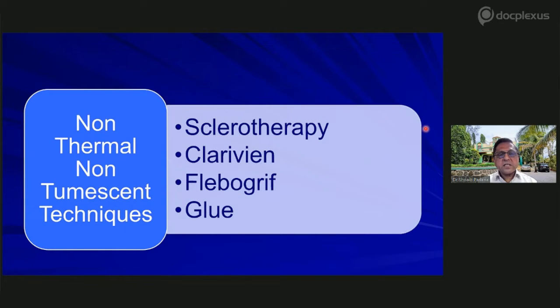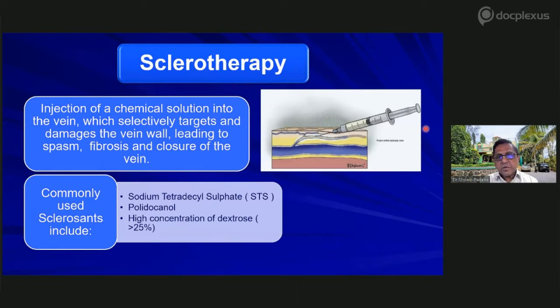So let's first discuss the non-thermal techniques. That means the techniques which don't use heat. The first technique is sclerotherapy. What is sclerotherapy? Sclerotherapy is injection of a chemical solution into the vein, which selectively targets and damages the vein wall, leading to spasm, fibrosis, and eventual closure of the vein.